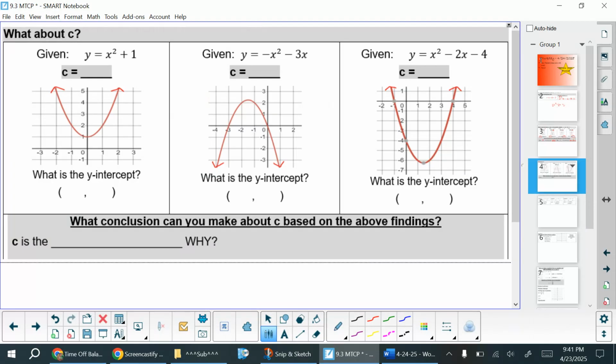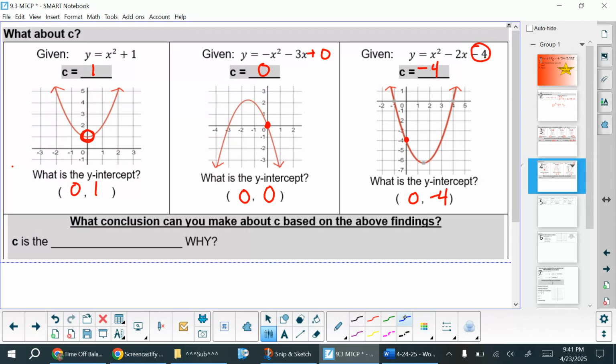So the next thing we're going to look at is C, and C is kind of the next easiest one. If I look here, I see C is the number by itself. So here C is 1. Here C is 0 because there isn't a number by itself. And here C is negative 4. What I want you to do is look at the y-intercepts on these. Y-intercept, again, just like on our quiz yesterday, is where the graph crosses the y-axis. So there it's 0, 1. Here it's 0, 0. And here it's 0, negative 4.